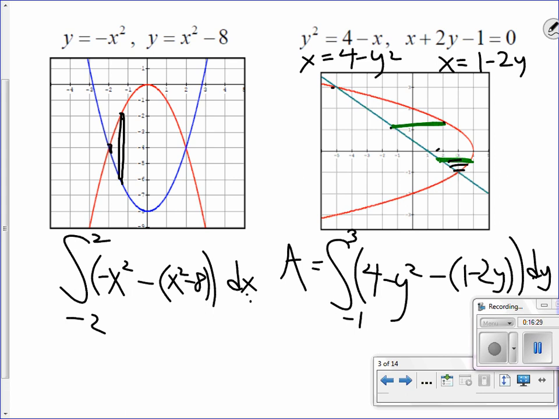Oh yeah, this one, it was nice from the graph. If you had to get those y coordinates, the point of intersection yourself, you would set 4 minus y squared equal to 1 minus 2y. Oh, that's quadratic. That's ugly.